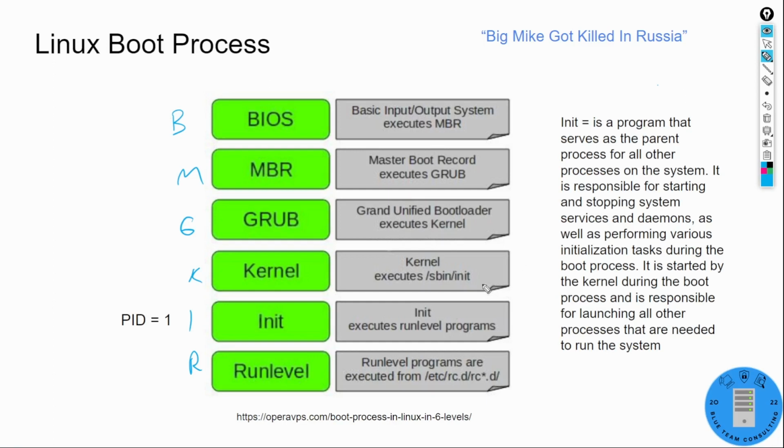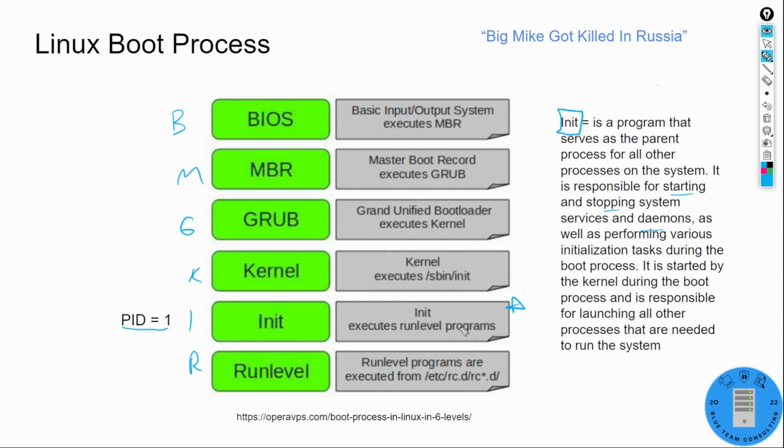Init might be a new term here. I would definitely be familiar with what init is and that it's going to have the PID of 1. We're going to cover process IDs in a second, but init is the parent process for pretty much everything on the system. It's responsible for starting and stopping pretty much any other process, a majority of them essential for the boot process. It's going to start system services and daemons, which are those processes that run in the background, and various initialization tasks during the boot process. Obviously it's started by the kernel, and it's responsible for launching all other processes that are needed to run on the system.